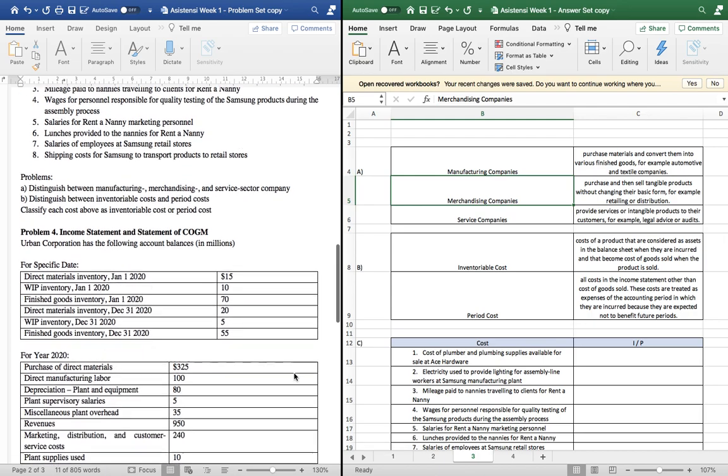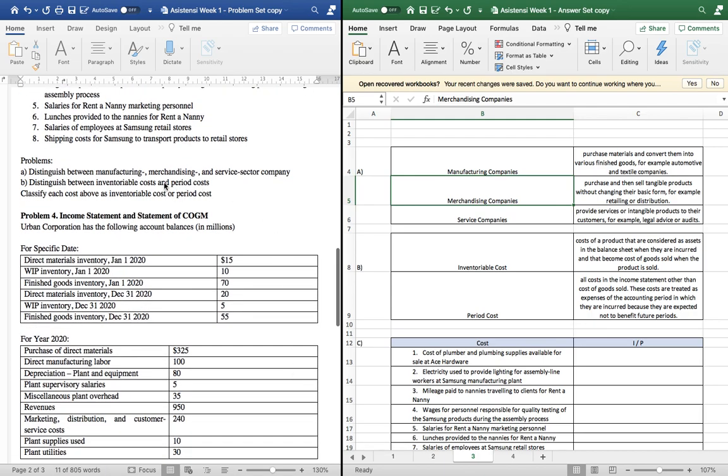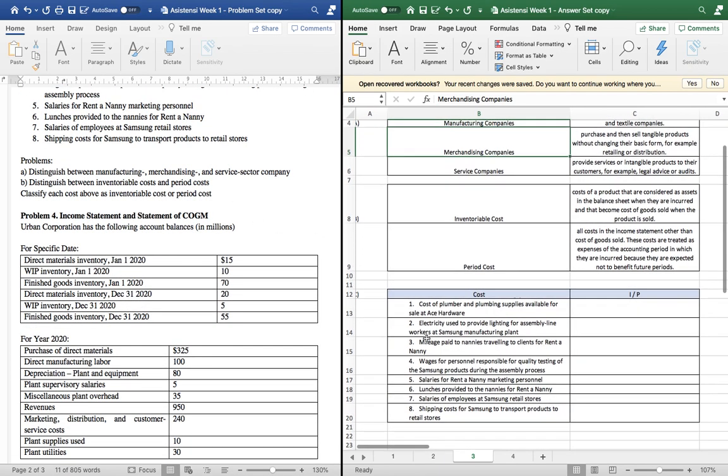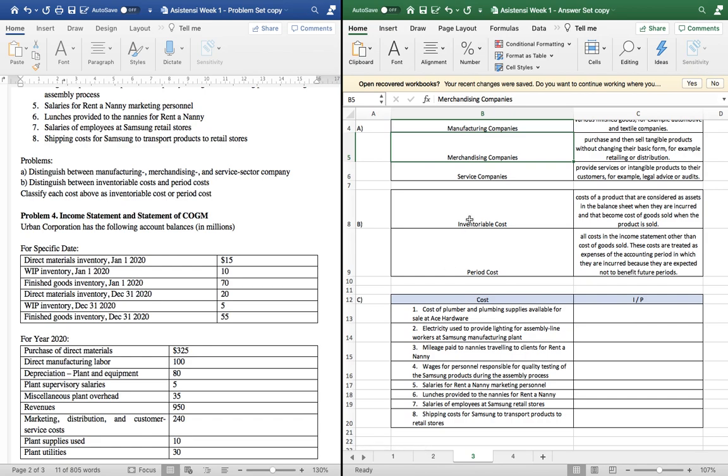And for the second problem, it is the difference between inventoriable cost and period cost. Inventoriable cost is defined as costs of a product that are considered as assets in the balance sheet when they are incurred, and that become cost of goods sold when the product is sold.